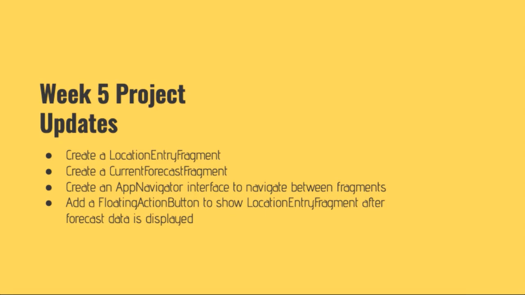So as part of our demo here, we'll just outline some of the key points one more time. We're going to create a location entry fragment to store the location entry screen that we've been used to. We'll also create a current forecast fragment to display that list of forecast data. We're going to create an app navigator interface to help us navigate between these fragments on different button clicks and such. And then we'll add a floating action button in the bottom right corner of the screen so that we have a means of getting back to the location entry screen after we've shown some forecast data.